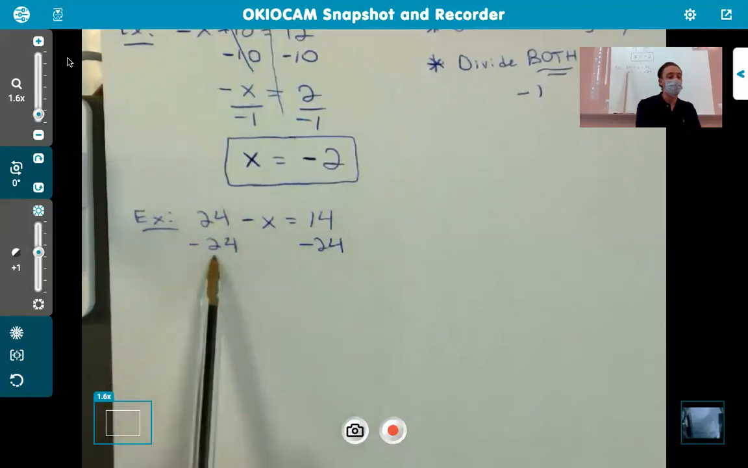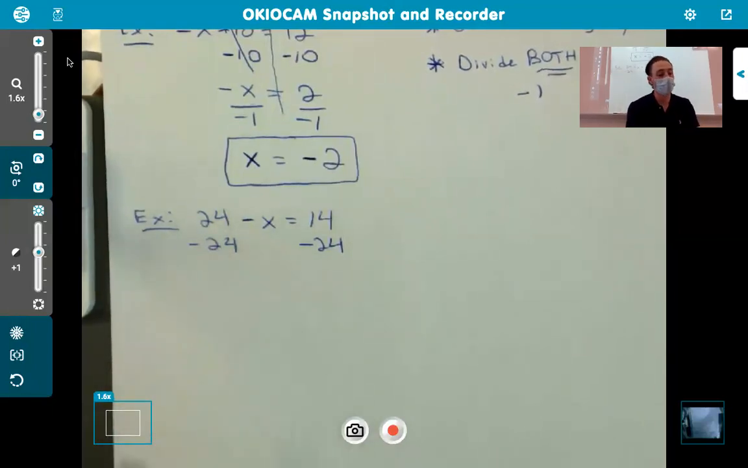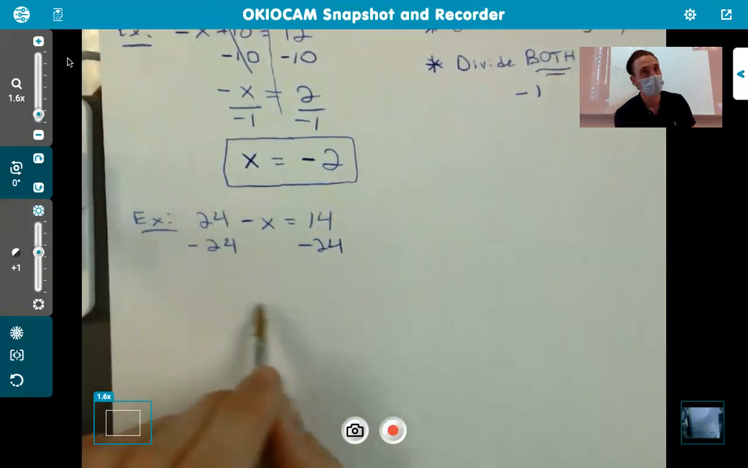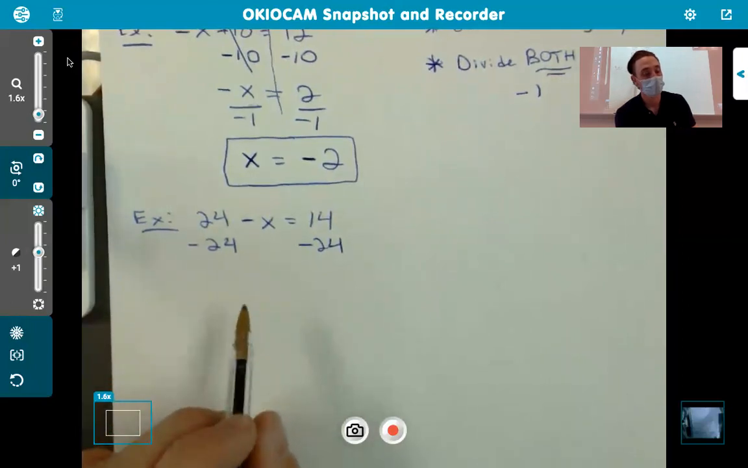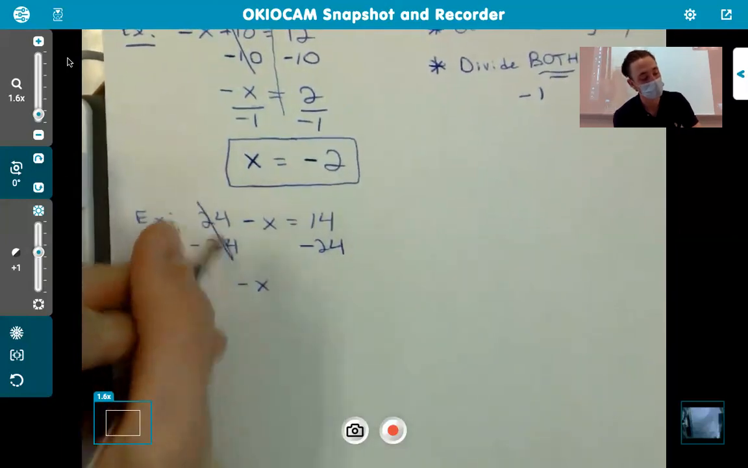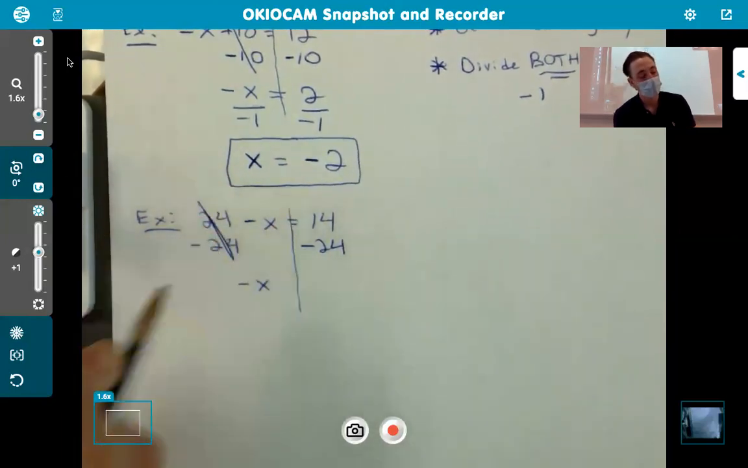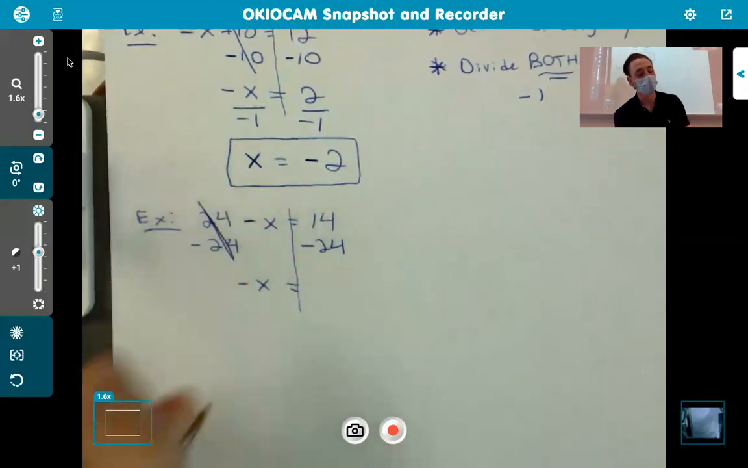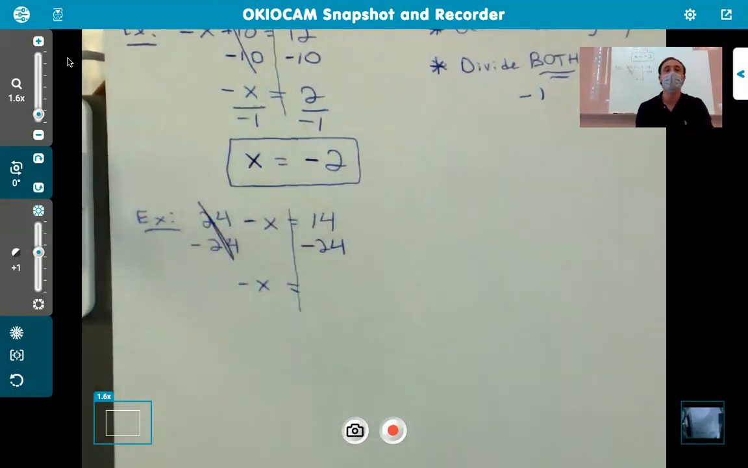Because what's 24 minus 24? 0. And what's going to be left over here? The x, right? The negative x. So these terms cancel. I have negative x equals, what's 14 minus 24? This is our integer rules again. Negative 10. Good. Nice job.